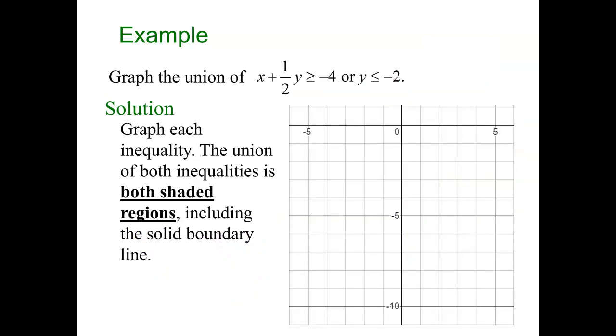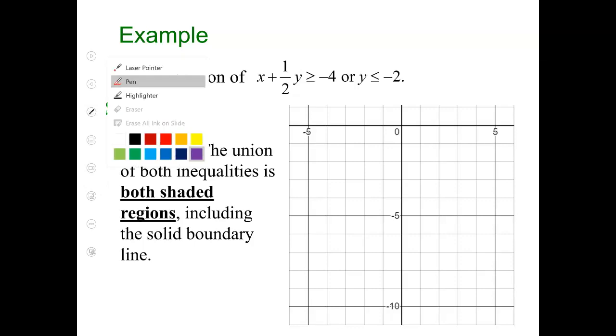Right, last one. Union. How does union differ from intersection? All of it together. Everything. Intersection is where they overlap, where they're the same. Union is all of it together. All right? So we're going to have more shading on a union than on an intersection. So we're going to graph them both, like we normally would.